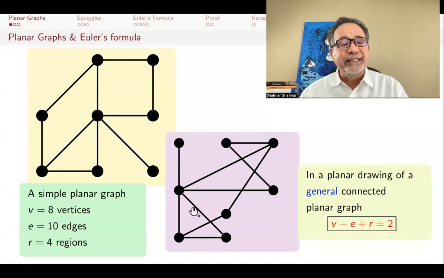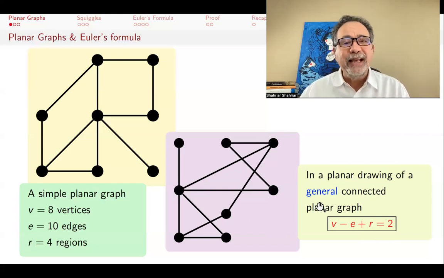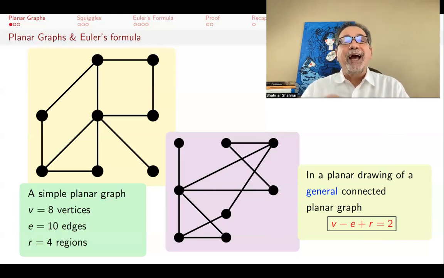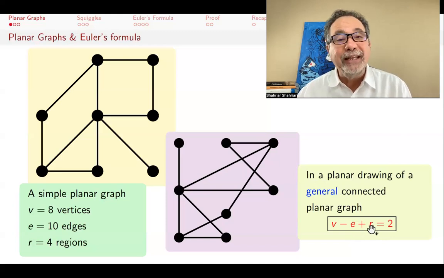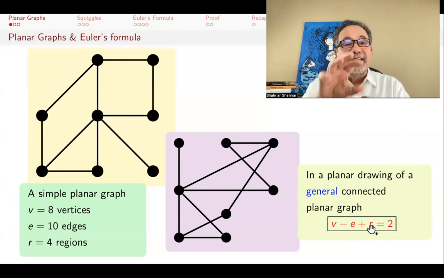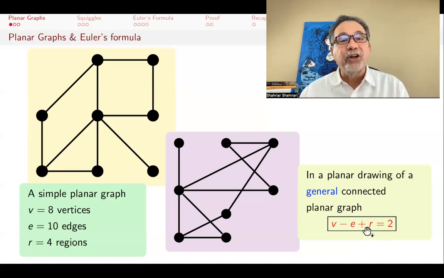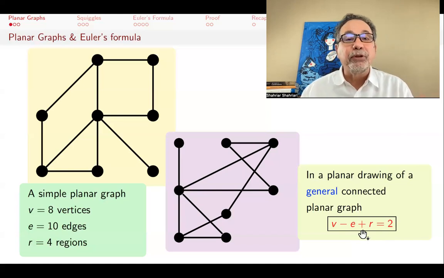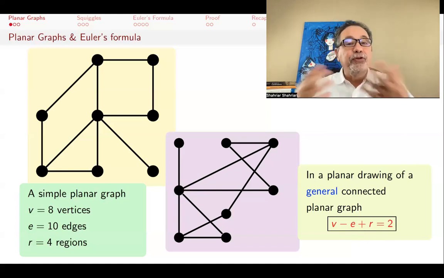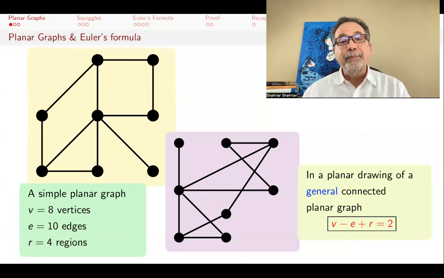I said this was true about simple planar graphs, but if you think about it a second, if it's true for simple planar graphs, it's also true for general graphs. Because if you add a loop or a double edge, all you're doing is adding an edge and adding a region, because a loop adds a new region for you, as does a double edge. And so the e goes up by 1 and the r goes up by 1, but v minus e plus r does not change. So if you believe this theorem for simple graphs, you should also believe it for general graphs, although for connected ones. In this lecture, we'll also talk about what happens if the graph is not connected.